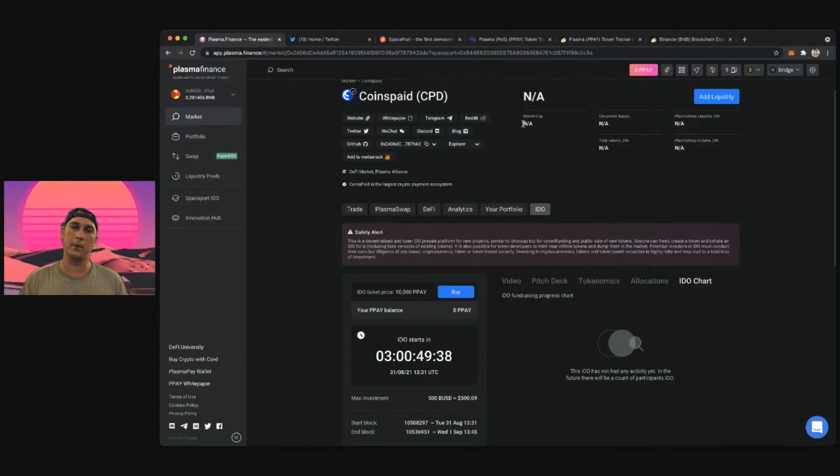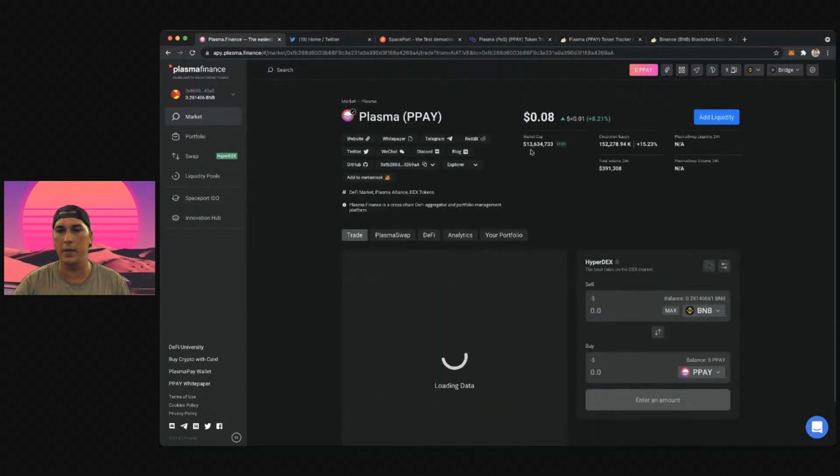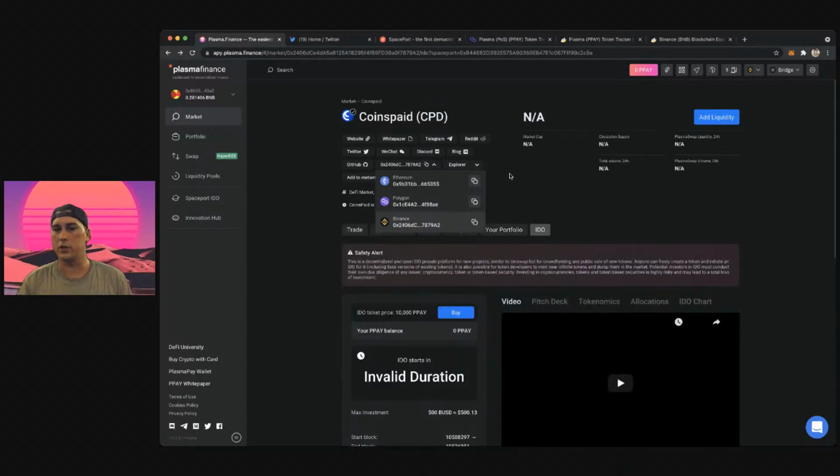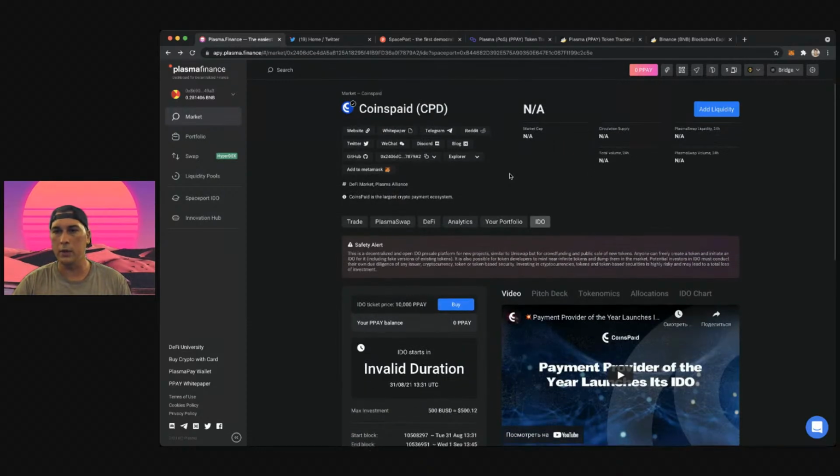On Polygon, the PPAY has another contract. If you go on the buy page of the PPAY, you can see all these contracts on the different chains. So let's say if I need to switch to Polygon, I just click on this tab, and the interface will automatically switch my wallet to Polygon and open the token page of the PPAY. So the answer is that you just need to hold it in the wallet.